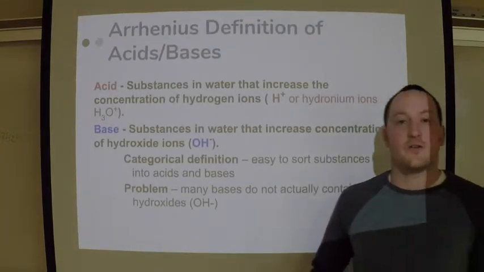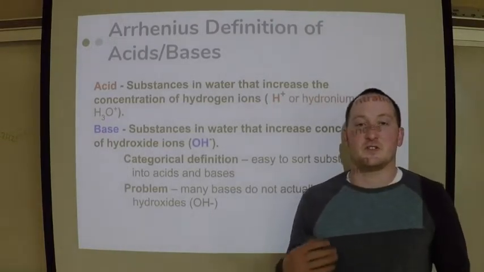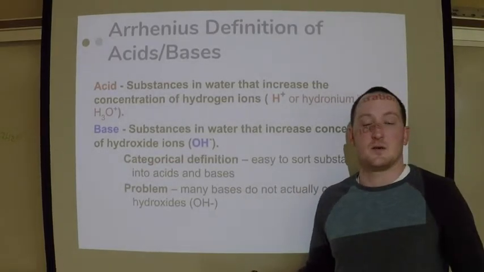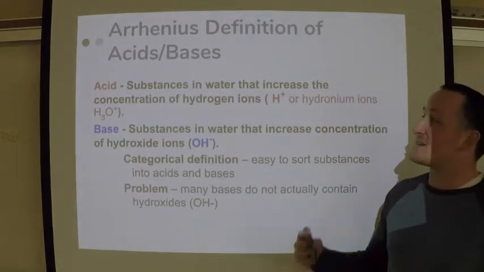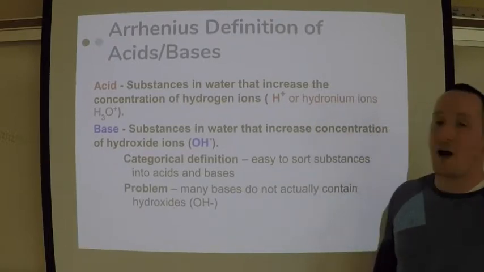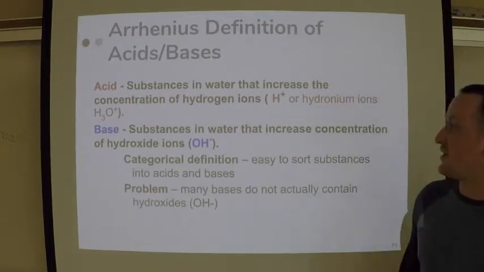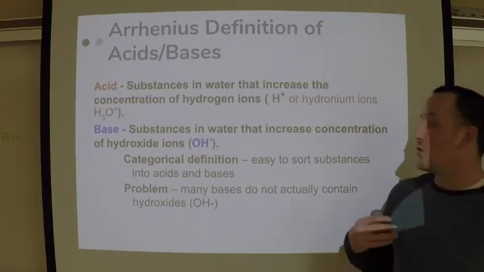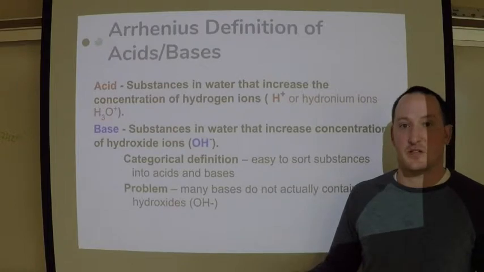Now here is our next objective, which is over the Arrhenius definitions of acids and bases. So here are the definitions of what an acid is according to the Arrhenius definition, which is a substance in water that increases the concentration of hydrogen ions. The base definition is substances in water that increase the concentration of hydroxide ions. So the good thing about this definition is it's really easy to sort substances into acids and bases.